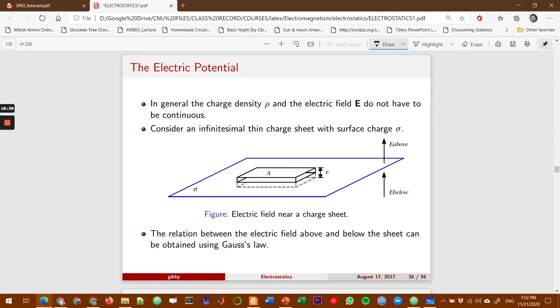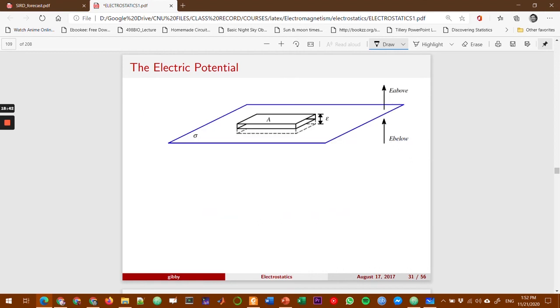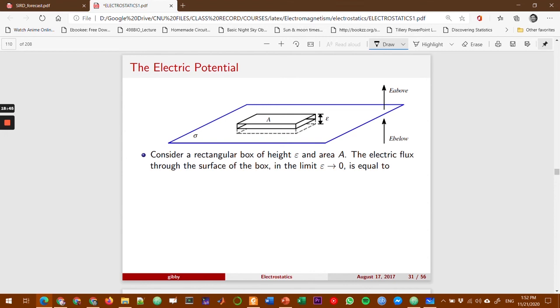So the relation between the electric field above and below the sheet can be obtained using the Gauss's law. Okay, so consider a rectangular box. This would be our Gaussian surface. Consider a rectangular box of height epsilon and area A. The electric flux to the surface of the box in the limit as this epsilon approaches 0 is equal to this.